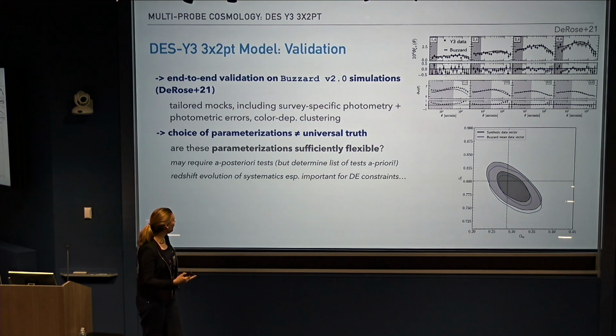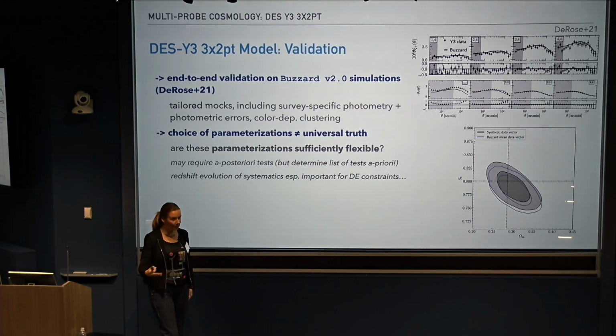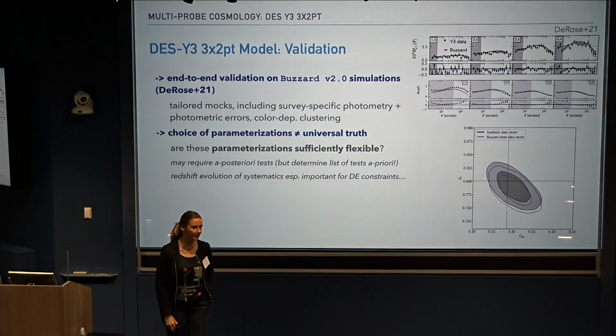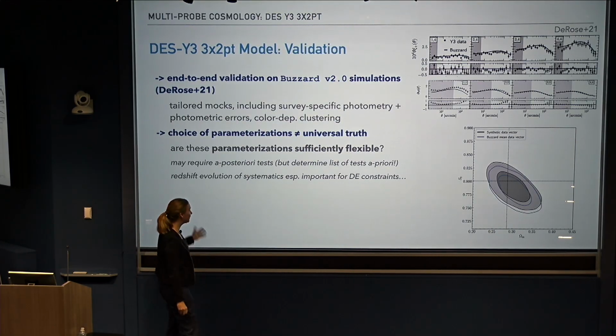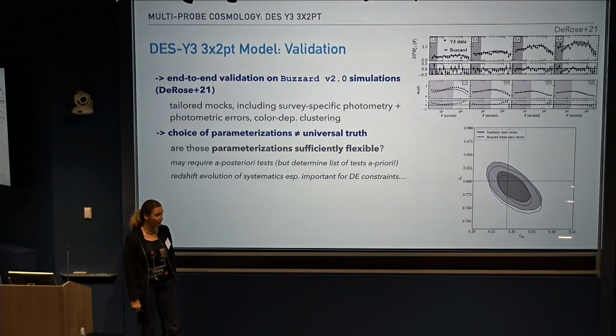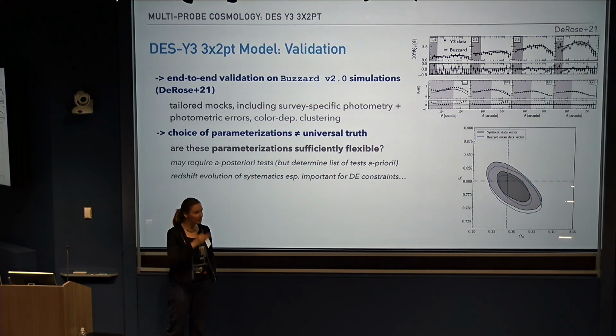And a lot of those tests then have to happen a posteriori, where we just say, okay, after we've analyzed, we check that our redshift evolution is fine comparing different models. Of course, it's important to determine this list of tests a priori to know what we want to check, so that we are clear about all assumptions. And I just want to stress here that the redshift evolution of systematics is especially important for dark energy constraints. And that's something that needs to be tested carefully, because sometimes the calibrations, say, that go into a simulation and which redshift that is done may impact the validation.